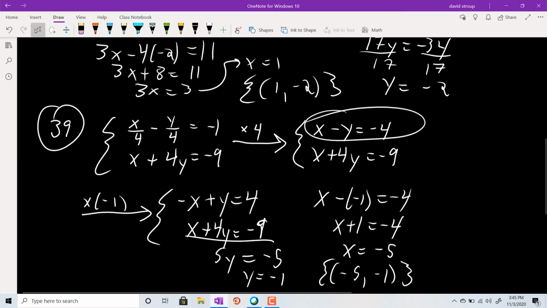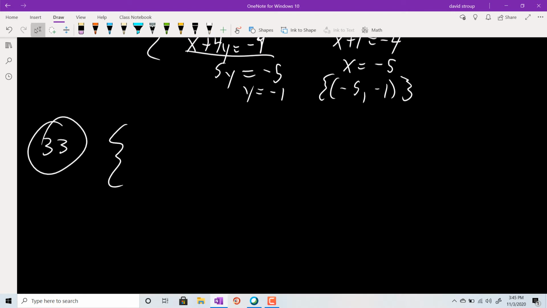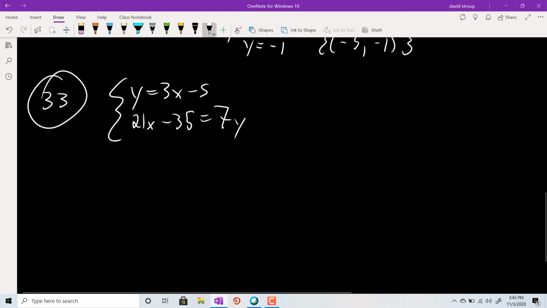Be aware that there are the infinite solution cases or the no solution cases floating about. So for example, this guy, y equals 3x minus 5, and then 21x minus 35 equals 7y. Okay. I'm going to do a substitution method because that first equation is already solved. So I'm just going to go y equals 3x minus 5. That's my guy. I'm going to plug that guy into this guy.